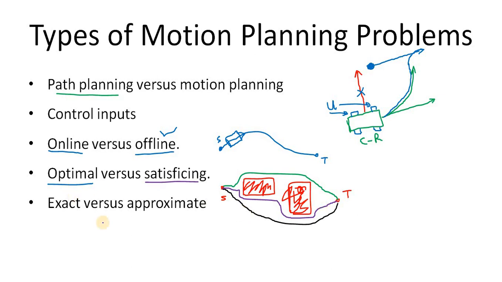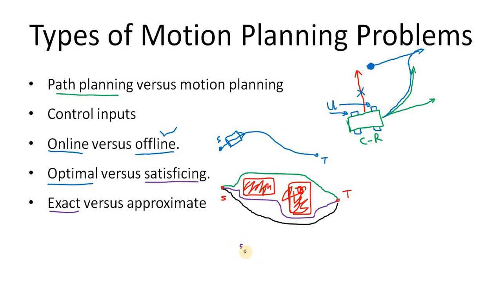Then we have exact versus approximate. So we already covered this, I think, in the algorithms. In exact types of problems, we have to find the accurate solution to the problem. For example, I will give this example like this.